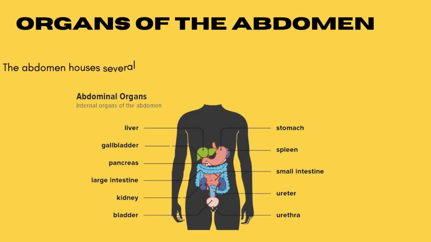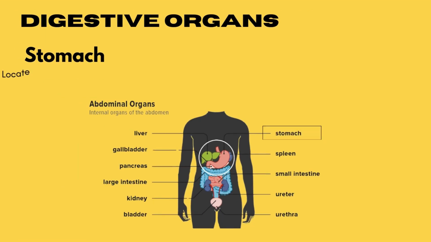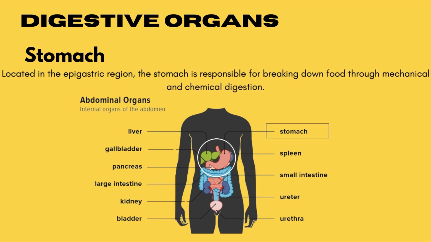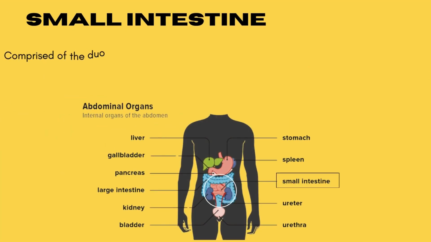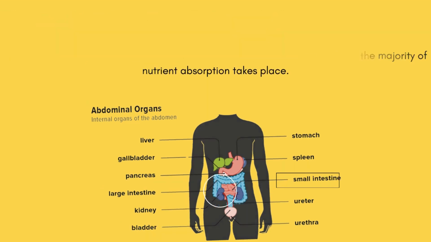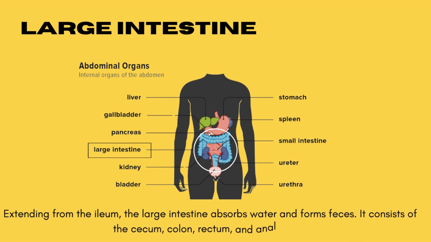Organs of the abdomen. The abdomen houses several vital organs, divided into digestive, excretory, and reproductive systems. Digestive organs. Stomach. Located in the epigastric region, the stomach is responsible for breaking down food through mechanical and chemical digestion. Small intestine. Comprised of the duodenum, jejunum, and ileum, the small intestine is where the majority of nutrient absorption takes place. Large intestine. Extending from the ileum, the large intestine absorbs water and forms feces. It consists of the cecum, colon, rectum, and anal canal.